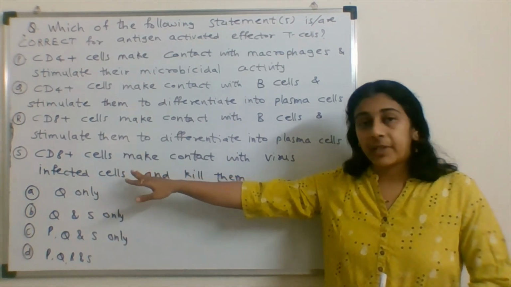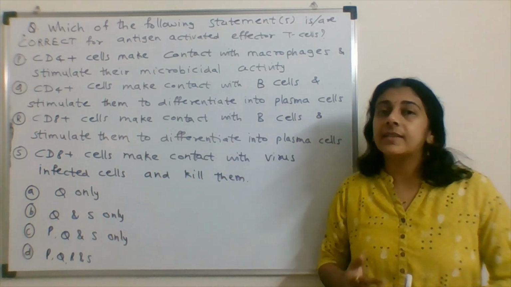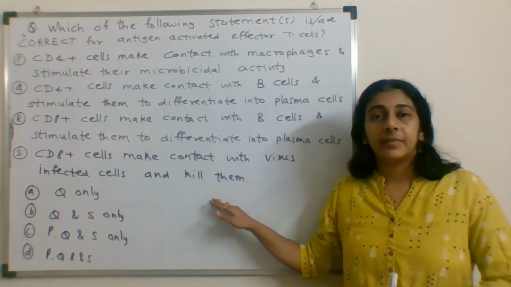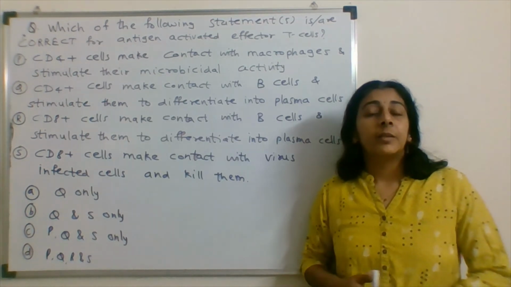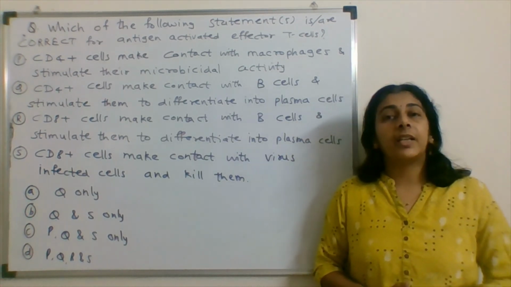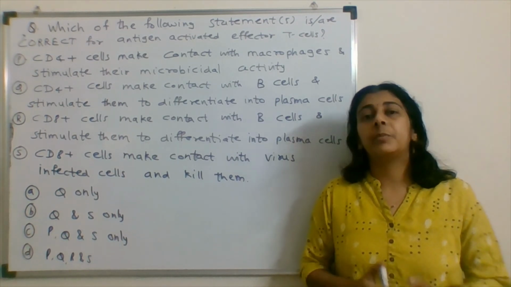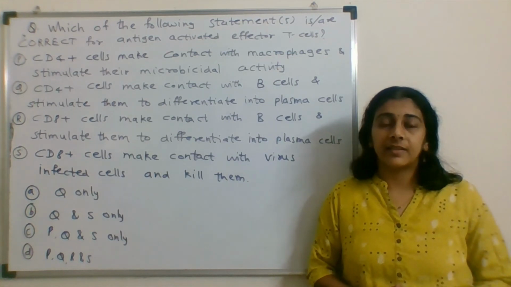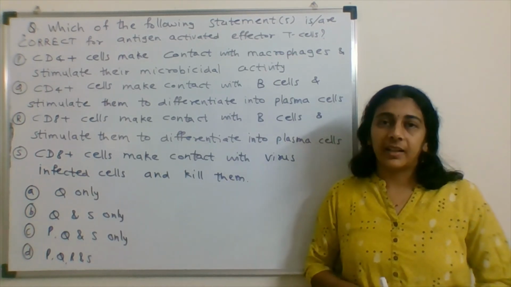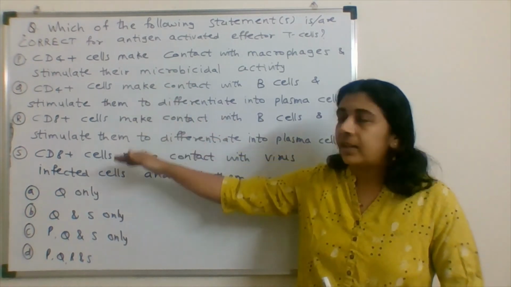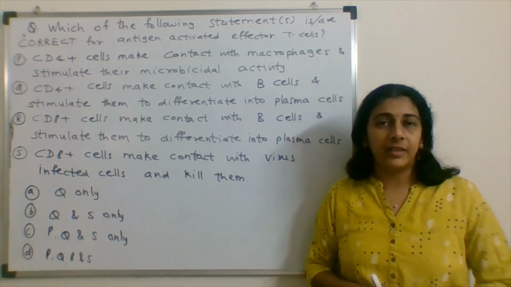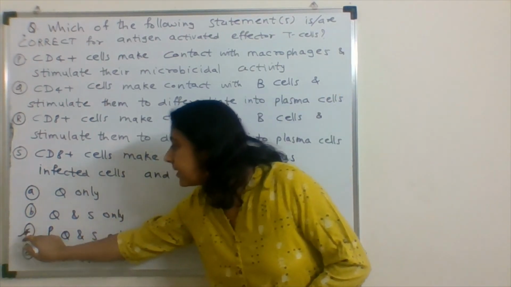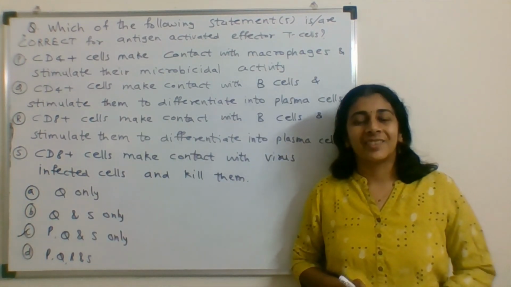Moving further, CD8 plus cells, again talking about T cytotoxic cells, make contact with virus infected cells and kill them. Yes, this is a correct statement because T cytotoxic cells are active against virally infected cells. They perform cytotoxic activity against tumor cells and virally infected cells. So the statement becomes correct. So here P, Q and S, these three statements are correct in this question. Now option C is the correct answer for this question.